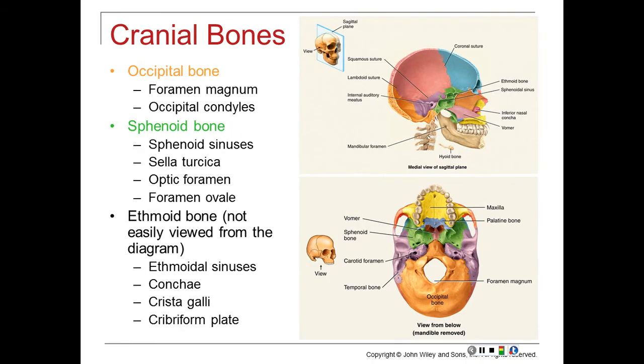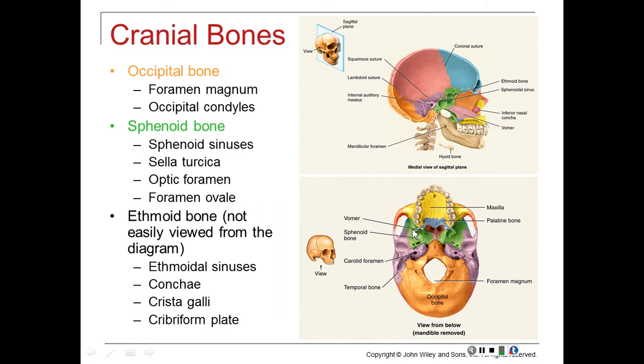So let's talk about some features of your occipital bone. You can see your occipital bone here in orange. The large hole at the base of the skull is the foramen magnum. The occipital condyles on either side of the foramen magnum form points of attachment for your vertebral column. This allows for that yes motion, that nodding of the head up and down.